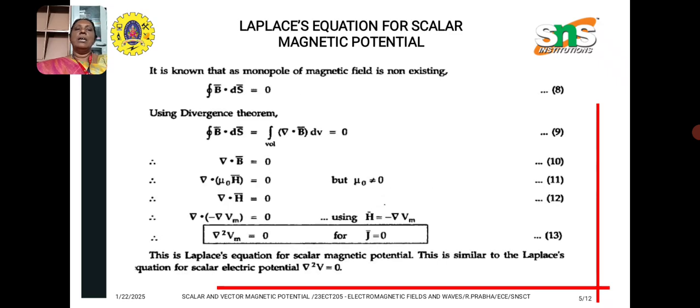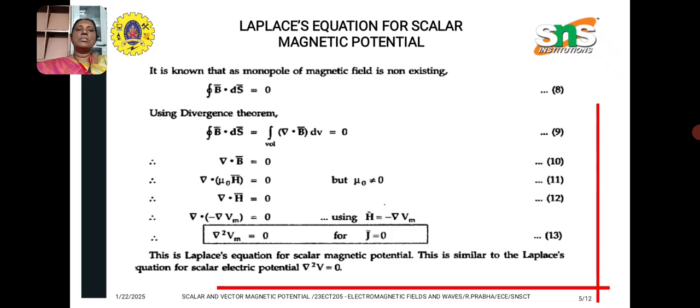It is known that the magnetic monopole is non-existing, so we can write the integral over the closed surface B dot dS equal to 0. Using divergence theorem, this integral over the closed surface B dot dS equals the volume integral of del dot B dV, which is equal to 0. So del dot B is equal to 0, and B is equal to mu naught H, so del dot mu naught H is equal to 0. But this mu naught is not equal to 0, because it is the absolute permeability. It has the value 4 pi into 10 power minus 7 henries per meter.